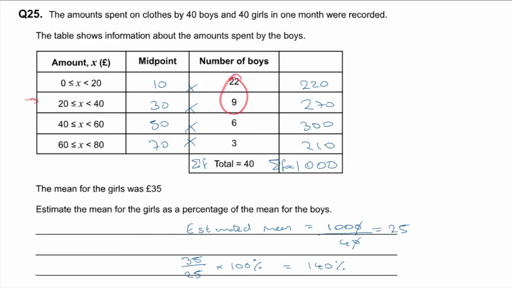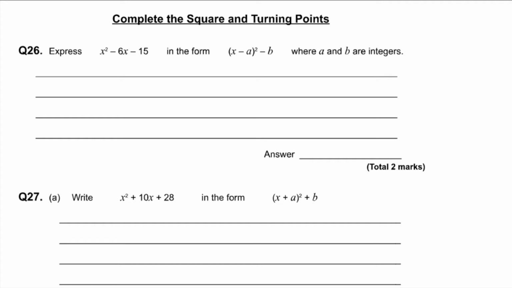Okay, so the girls' mean is 140% of the boys' mean. That makes sense because the girls have got more than the boys. Okay, so 25 times 1.54 is going to give you 35, I guess. Right? Cool. Next up, we're going to be looking at completing the square and turning points.